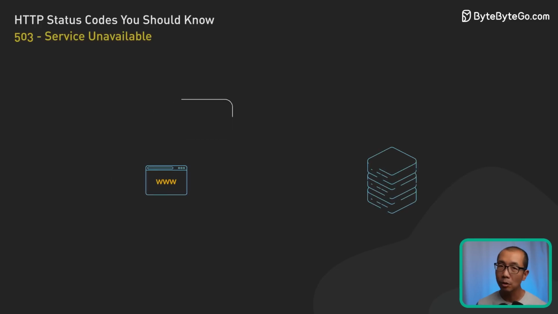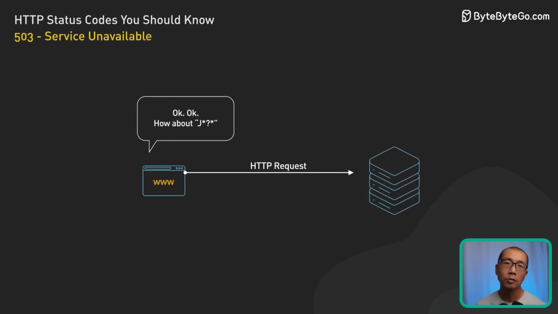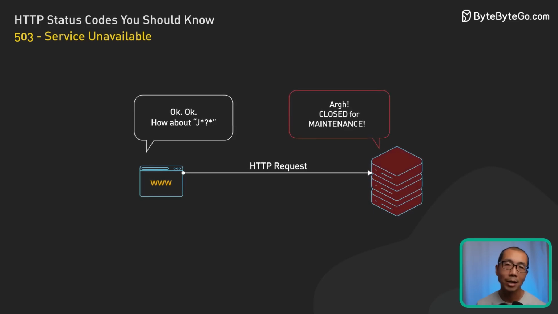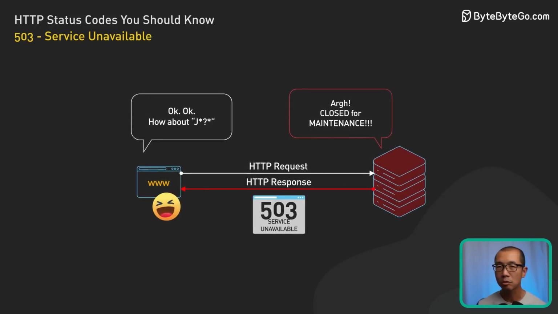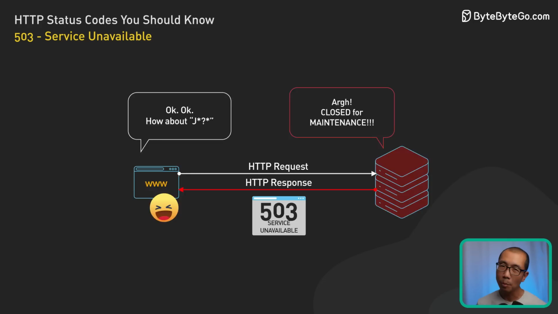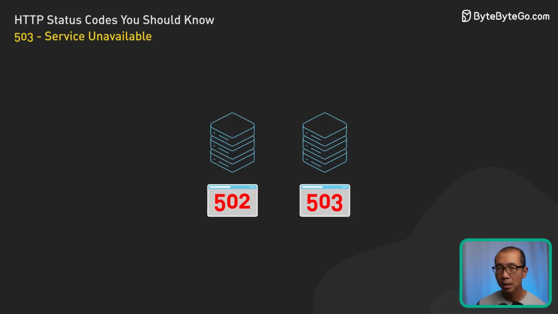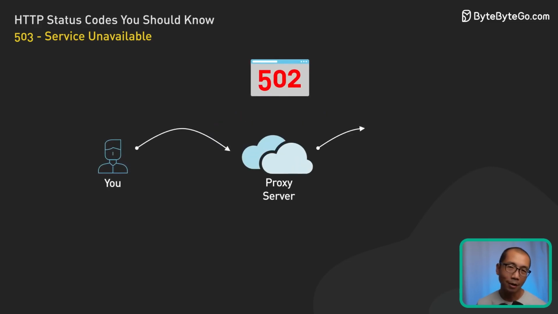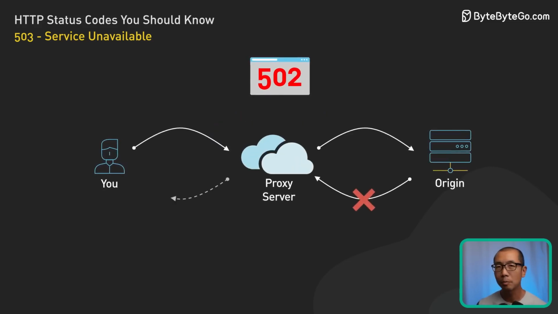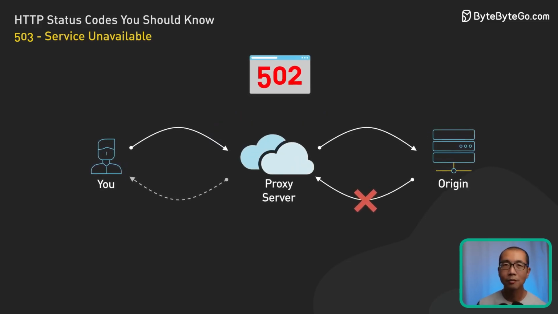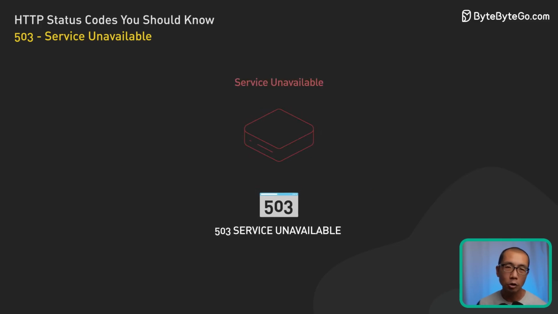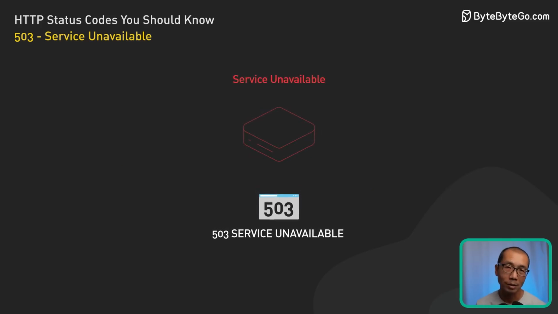But 503 Service Unavailable means the server just can't handle requests right now due to maintenance or traffic overload. While both 502 and 503 hint at server issues, their origins differ. 502 is about problematic communication between servers. 503 is about the server's current state and its inability to process requests.